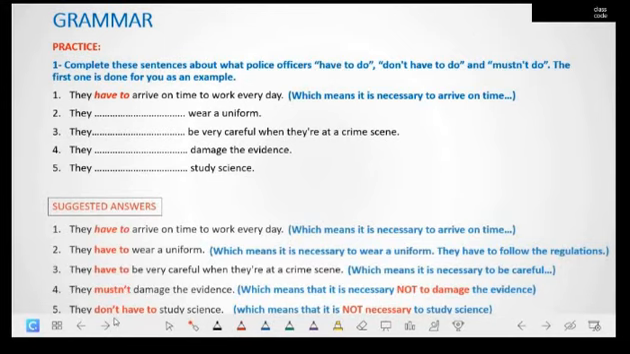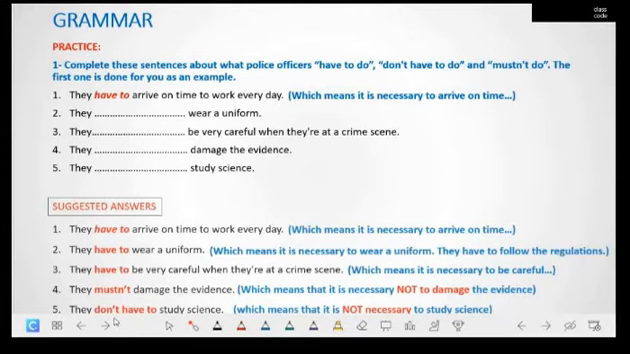So number 2, they have to wear a uniform, which means it is necessary to wear a uniform. They have to follow the regulations. As we said, this is from outside. When they say they have to, it means it's not up to them. It's up to the company or the organization they work for, which is the police station.